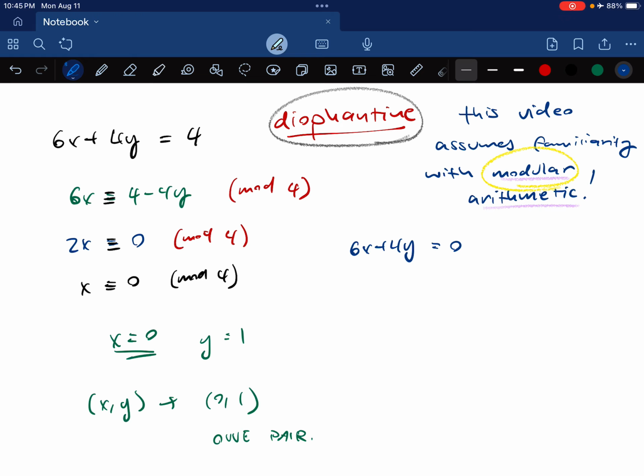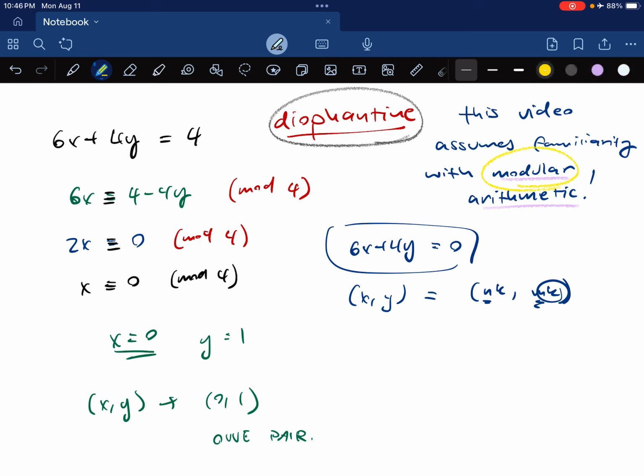Because if we can express this equation in a way and get a solution x comma y written in terms of a constant k, for example, nk comma mk, where k is an arbitrary constant and n and m are integers, then when we add this result to over here, we can get nk plus 0, comma mk plus 1. This would actually be the set of all solutions to our equation.